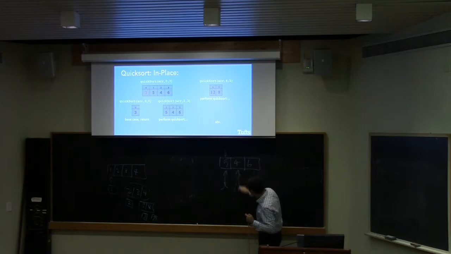So what do you do? Swap the one you're at with the pivot, and it ends up being 4, 5, 6. You've got everything this side is less, everything the other side is greater. Okay, good.